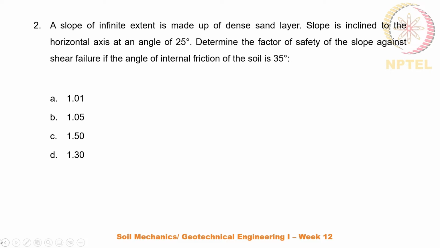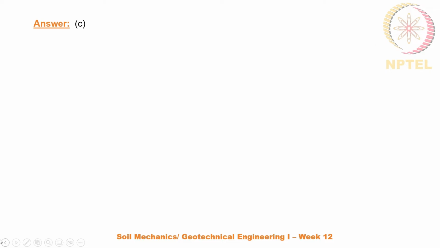Option A 1.01, option B 1.05, option C 1.50, option D 1.30. Which is the correct option? We are given the inclination with the horizontal and the angle of internal friction. Okay, I have got one answer in the chat box. Any other answers? Option C, madam. Yes, one answer in the chat box also option C. So let's see which is the correct option. Yes, correct option is option C.